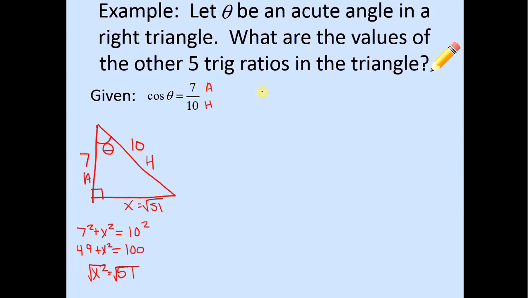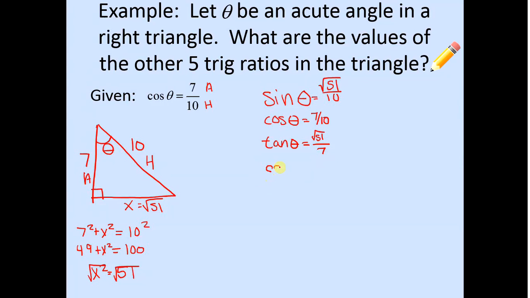So I can now find my other 5 ones, because I already know my cosine, right? So my sine is going to be the square root of 51 over 10. I'm going to leave it like that. Cosine I already have, but I can just put it in my list so I don't forget about it. 7 over 10. My tangent theta is going to be opposite over adjacent. So square root of 51 over 7.